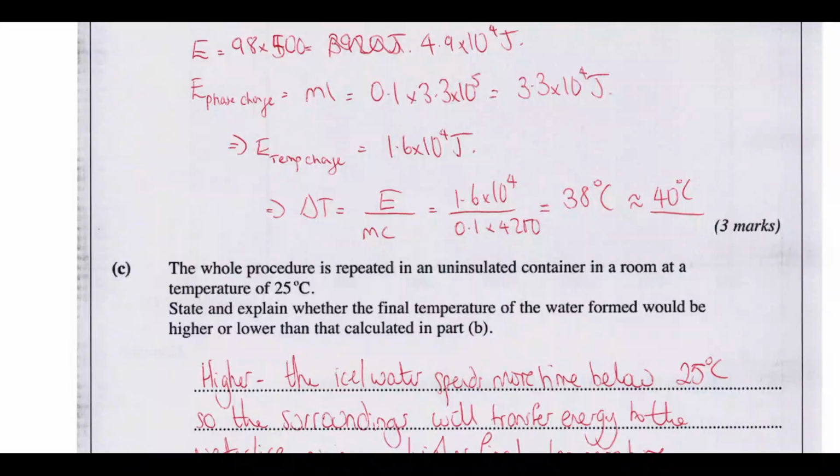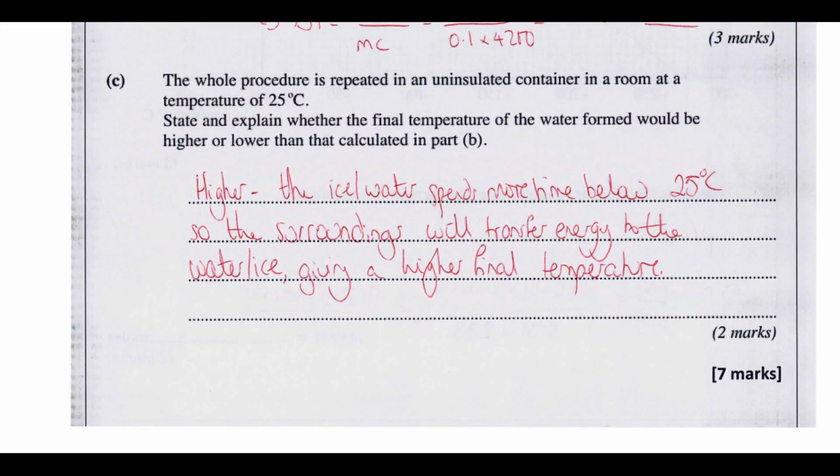Okay, so then if we repeat the procedure but in an uninsulated container, what that means is heat is free to transfer between the water heater system and the surroundings. So the key here is that the final temperature is 38 degrees C. We know that it's changing temperature uniformly at this stage. So we can see that it started at minus 14.